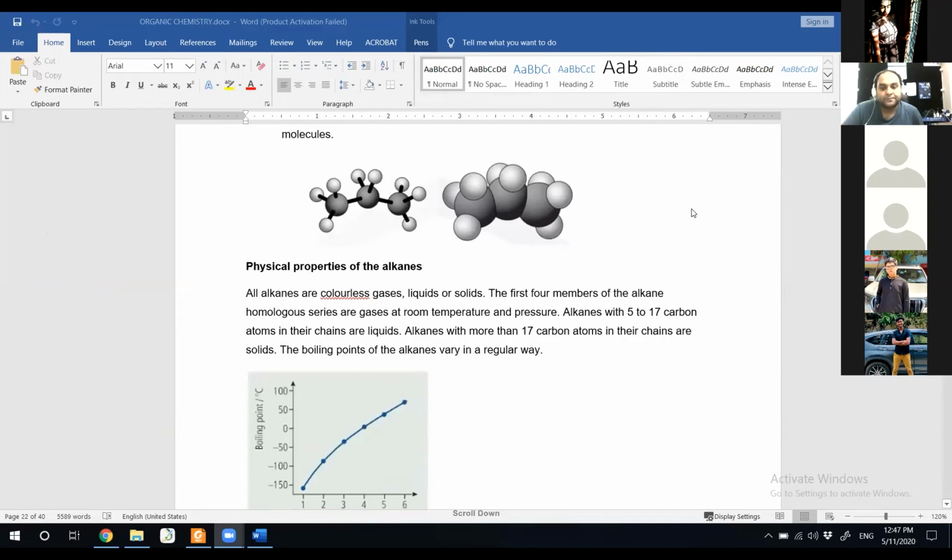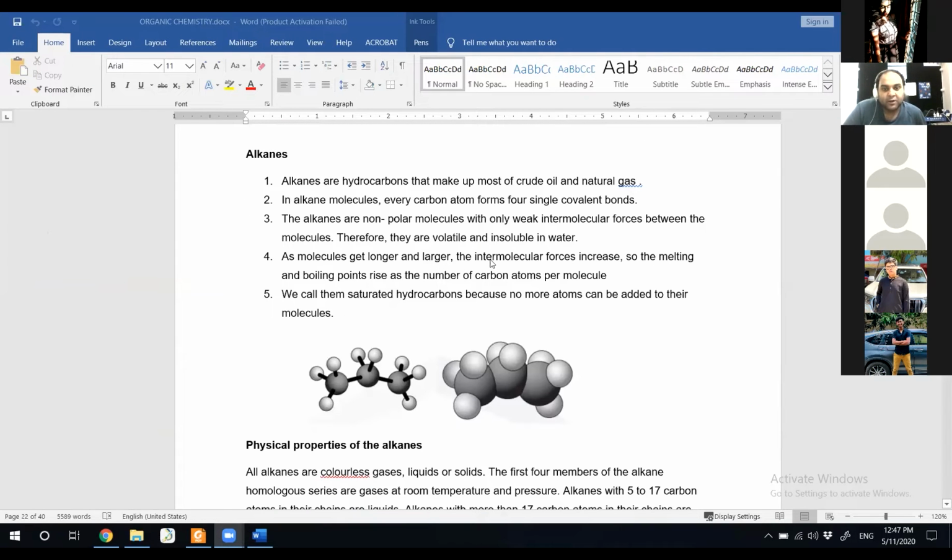So as molecules get longer and longer, the intermolecular force increases. So the melting and boiling points rise as the number of carbon atoms per molecule increases. We call them saturated hydrocarbons because no more atoms can be added to the molecules. Saturated.